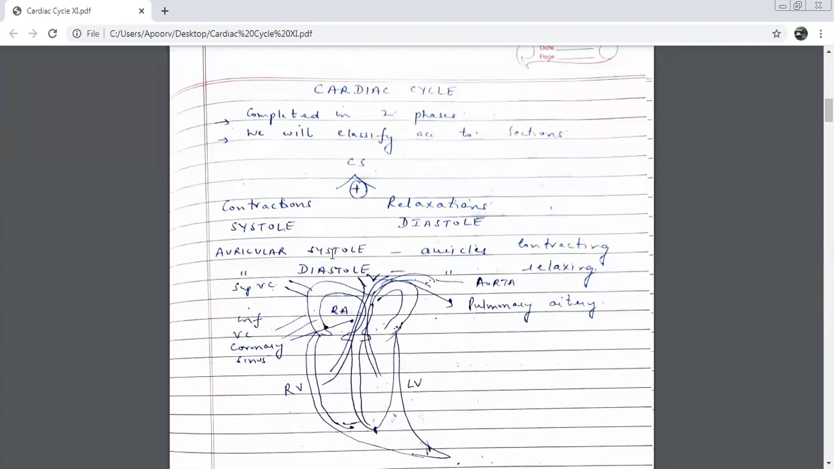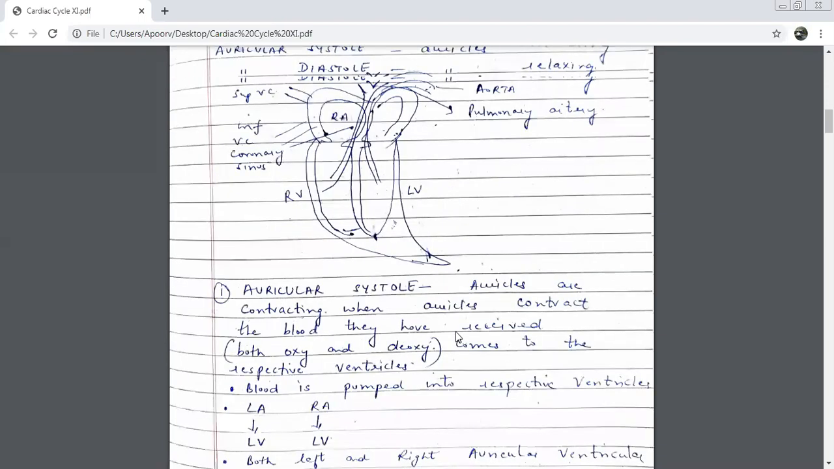When I say auricular systole, it means auricles contracting. When I say auricular diastole, it means auricles relaxing. So children, if I say ventricular systole, what will it mean? Ventricle contraction. And if we use the word ventricular diastole, what would it mean? Ventricular relaxation. So please remember, systole is all about contraction and diastole is all about relaxation.